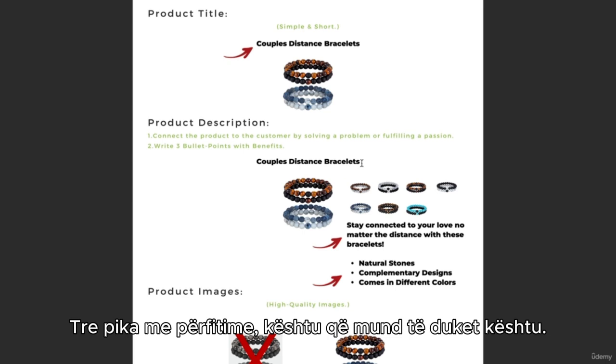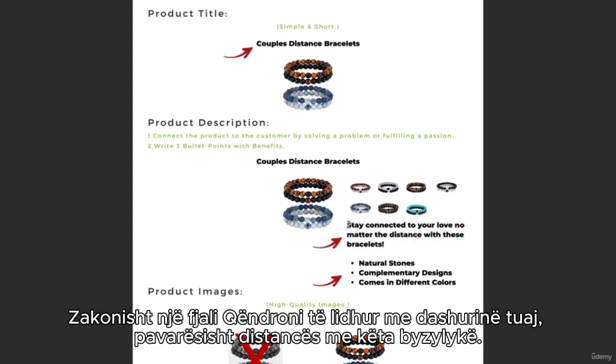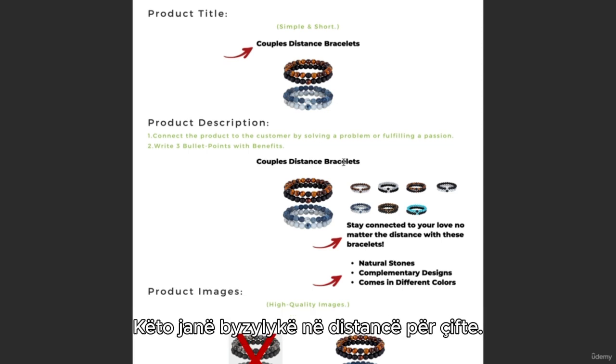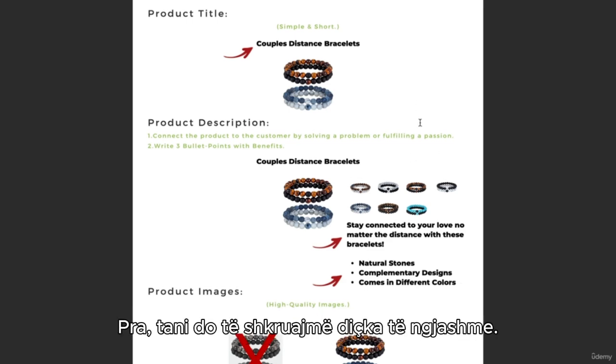So it could look like this. Here's the title, couples distance bracelets. And then we have the tiny description, usually 1 sentence. Stay connected to your love no matter the distance with these bracelets. It's a couples distance bracelets. And then 3 bullet points, natural stones, complementary designs, comes in different colors. So now we are gonna write something similar.